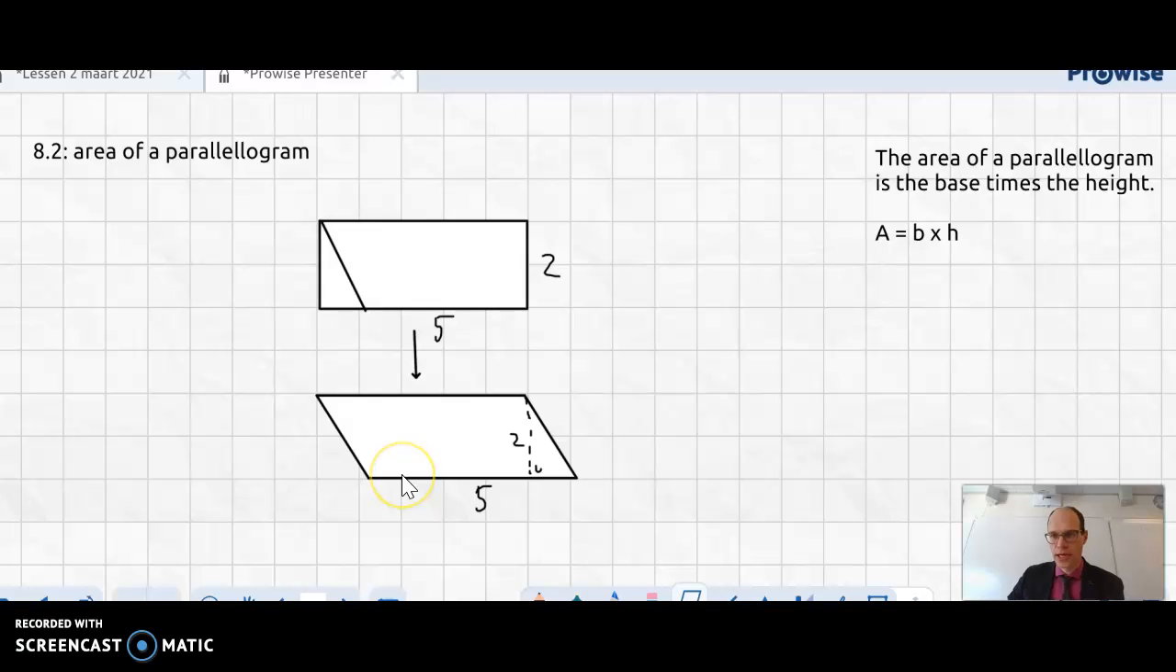So how does it work with the area of a parallelogram? We have the base multiplied by the height, and that's it. Then you have the area. So, simply put, the area is then again 5 times 2 is 10, and it's the base multiplied by the height. And for the height, it needs to be at right angles.